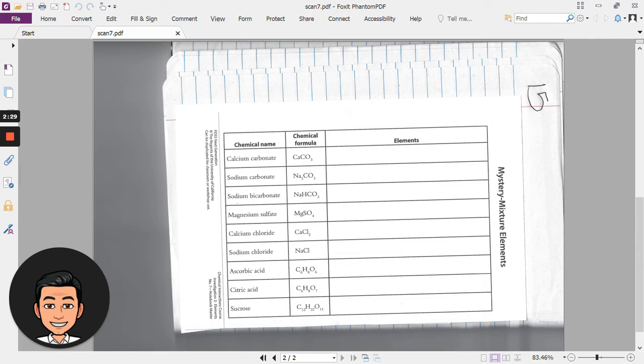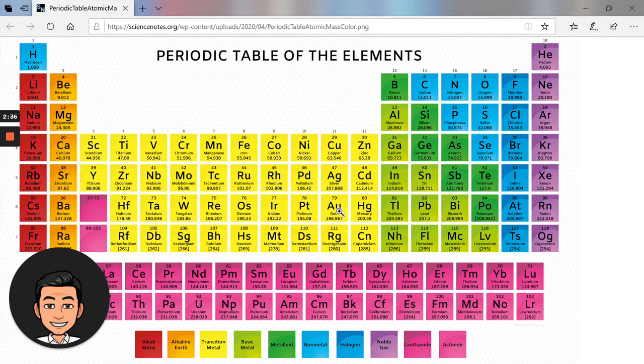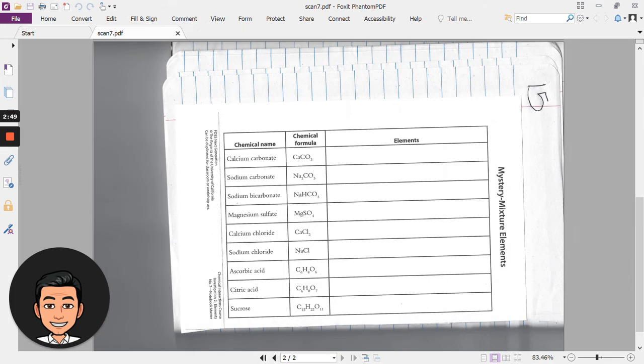So for this first element, capital C, lowercase a, we're looking for a C and an A together. So when we go to the periodic table, we search out a C and an A, and we find it over here, capital C, lowercase a, and the name of that element is calcium. So we would go back to our worksheets and write calcium as the first element.